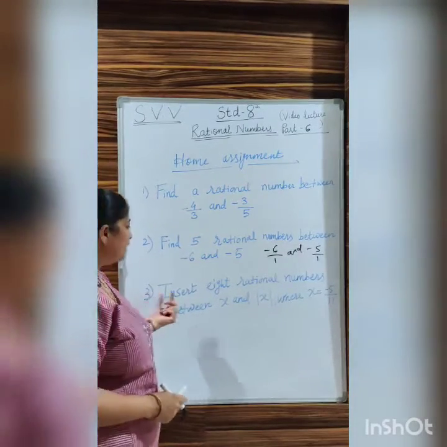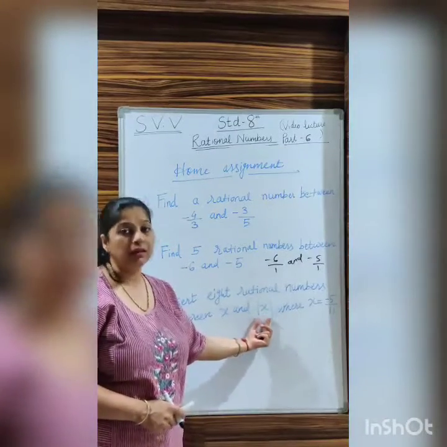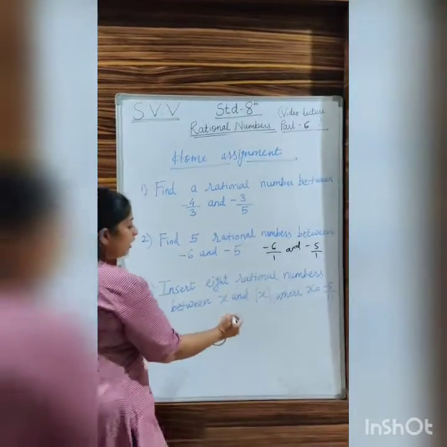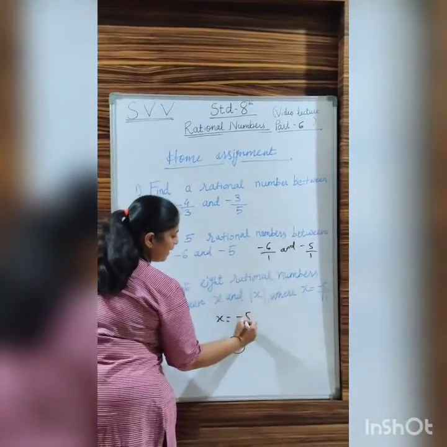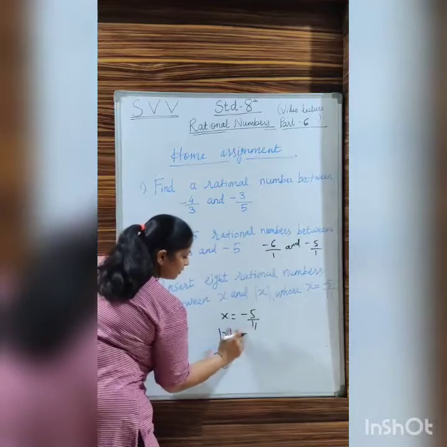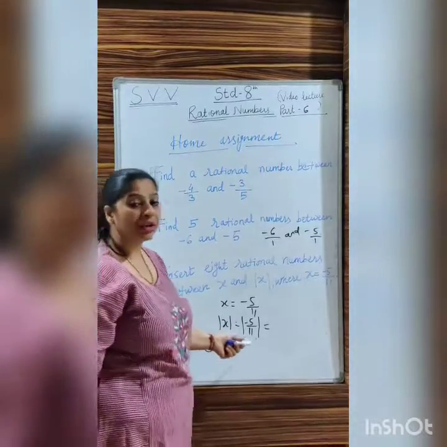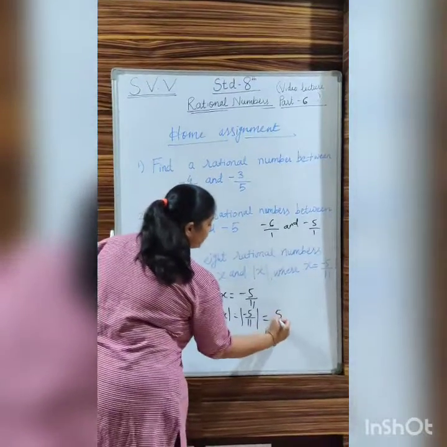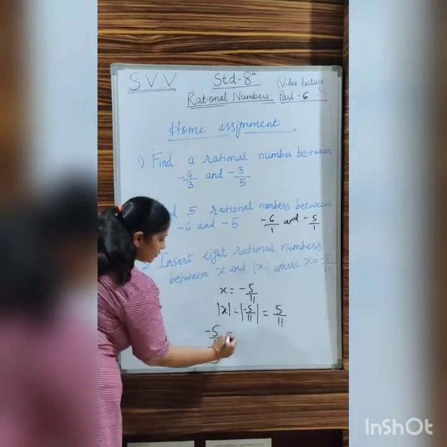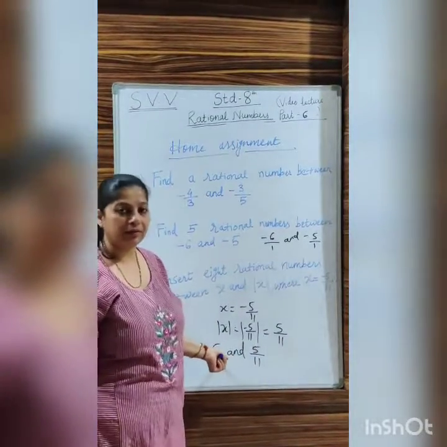The third one is 8 rational numbers between x and mod of x, that is your absolute x. We have learned about the first topic, that is absolute value, in the first video. So if x is equal to minus 5 by 11, then mod of x will be equal to mod of minus 5 by 11, and we know that the absolute value is never a negative number, so it will become 5 by 11. It means in this question you have to find 8 rational numbers between minus 5 by 11 and 5 by 11. Do it.